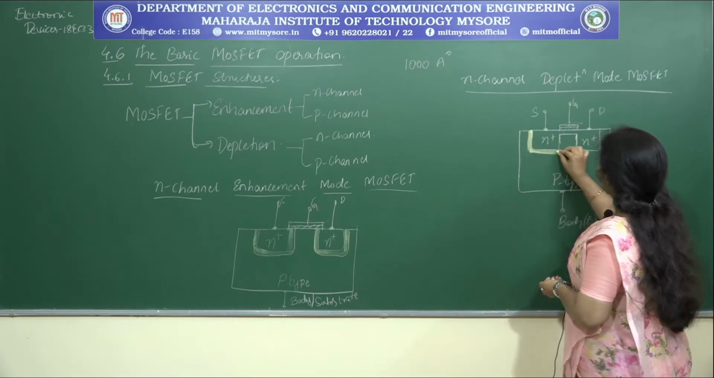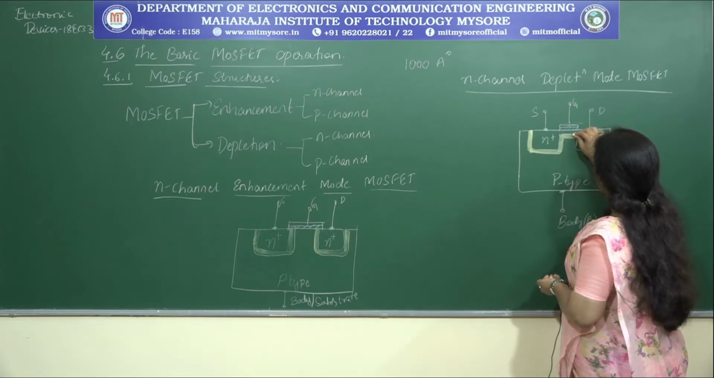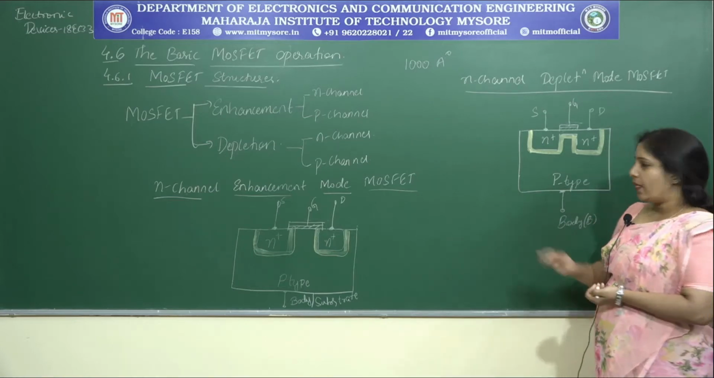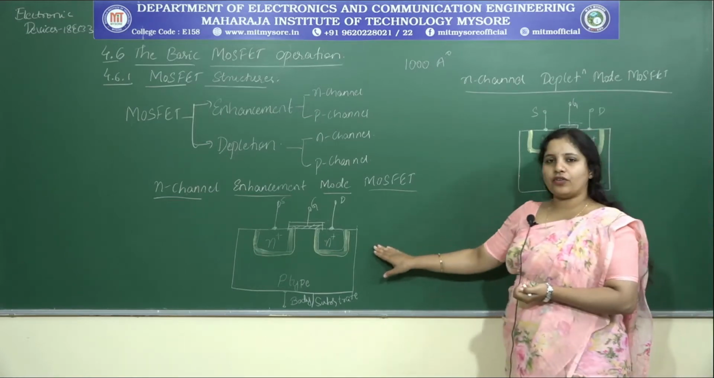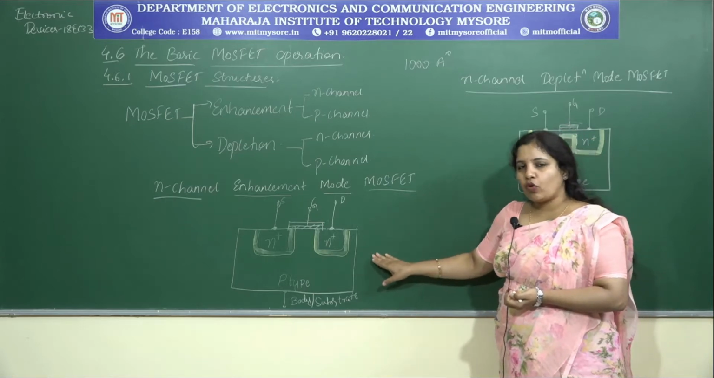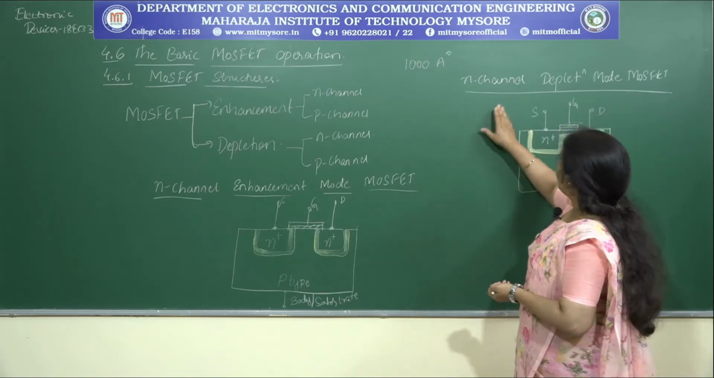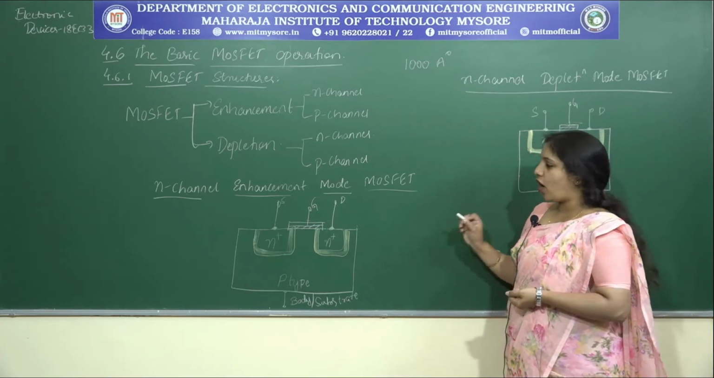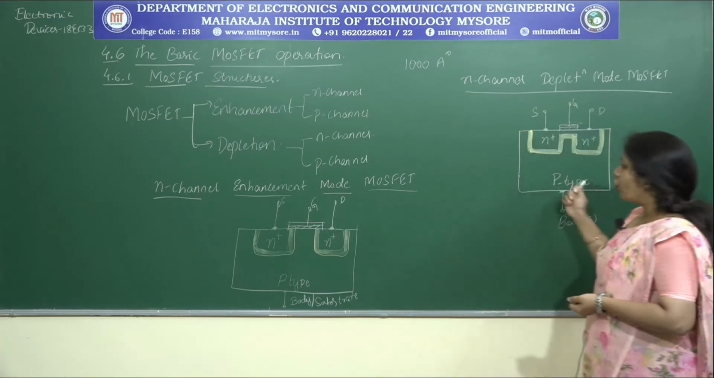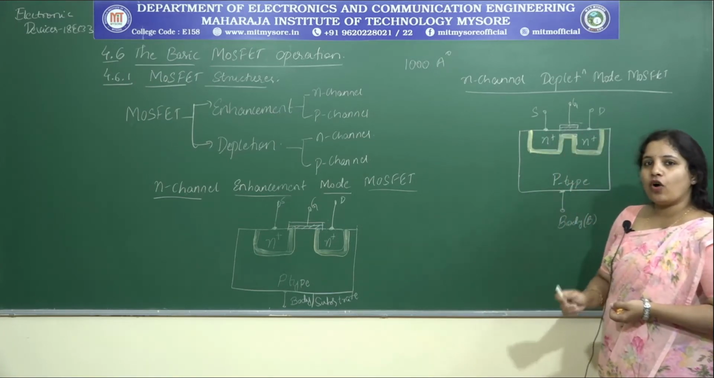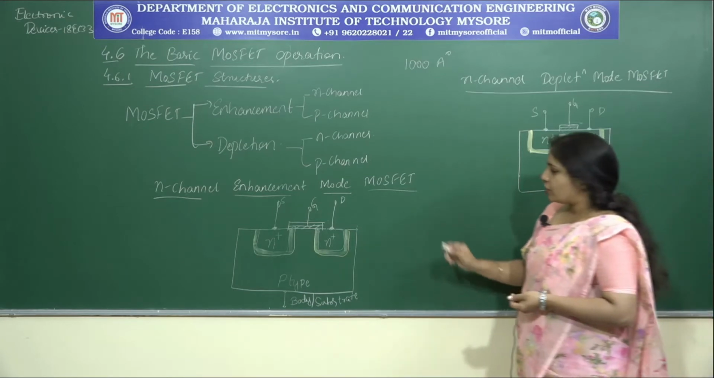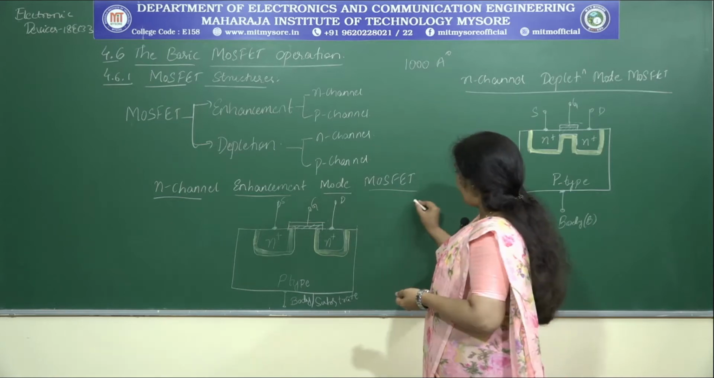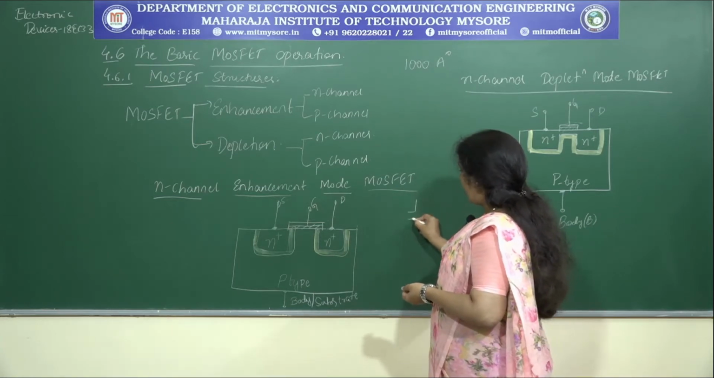Depletion region, so let me just represent that. Done. And this is the difference that you can find between an enhancement mode N-channel MOSFET and an N-channel depletion mode MOSFET. Done. Now let me tell you how to represent the symbol. These are the cross-sectional views. Now let me tell you how to represent the symbol for the same. So if I want to represent the symbol for the N-channel enhancement mode, then we know what all terminals we have.